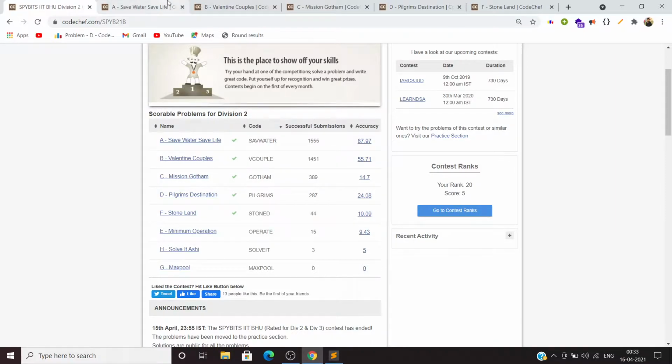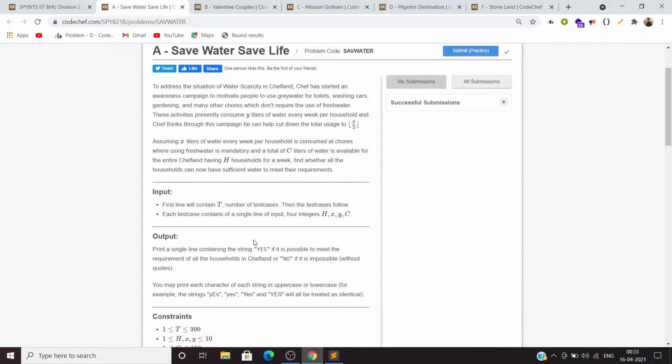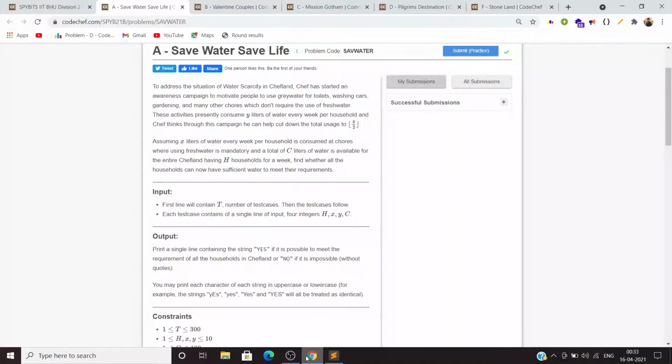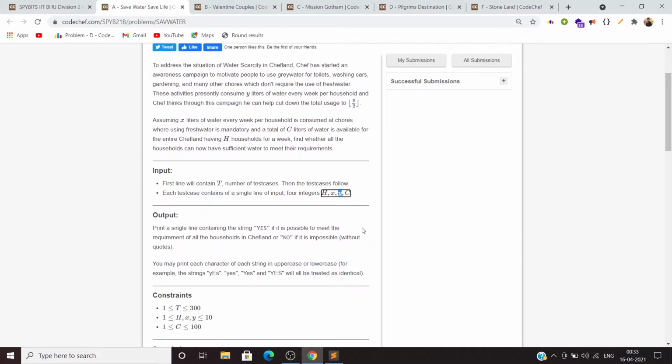So let's move on to the first problem. The first problem says that there is each household. X is the mandatory water that is required by a household per day. Y is the water that is not required much, meaning that it can be cut down to y by 2. And C is the capacity of the water, meaning liters of water that are available for the entire land.